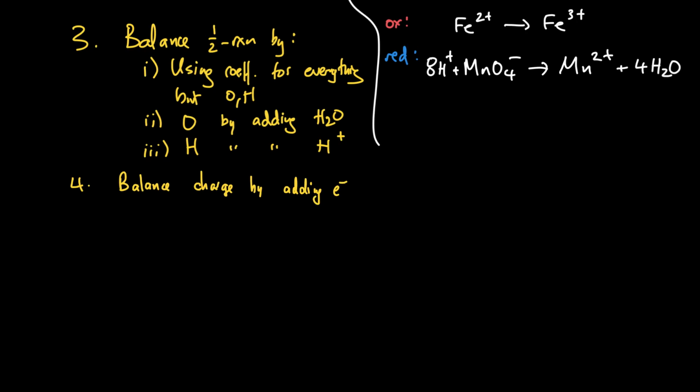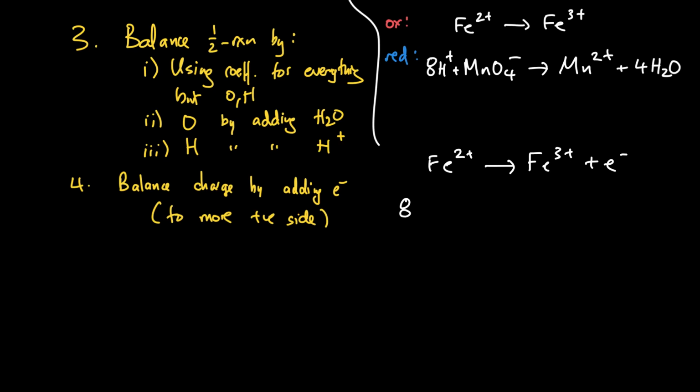And the hint is you always add it to the more positive side. So electrons take away charge, so the side that's more positive will need to be added to. If we look at our iron, so iron 2 going to iron 3, we can see that the right-hand side is more positive, right? It's 3 positive. So we add an electron to that side to make it 2 positive, and now it's balanced.